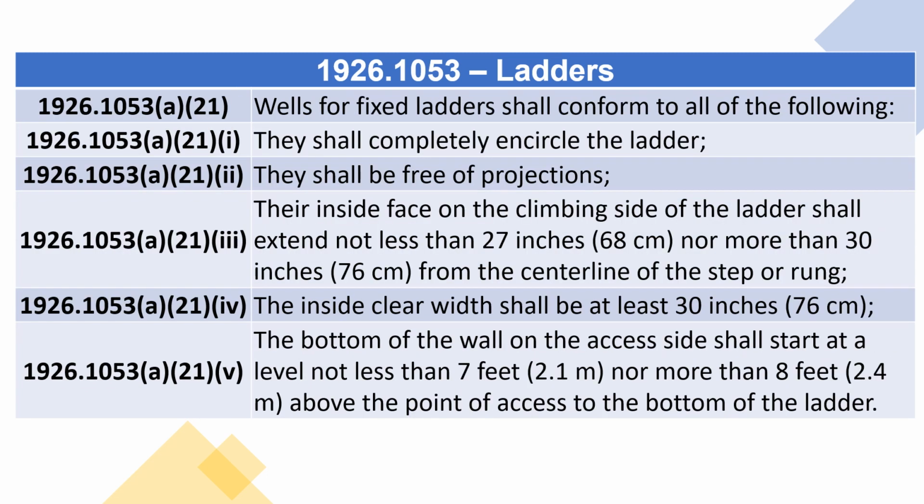1926.1053(a)(21). Wells for fixed ladders shall conform to all of the following, (a)(21)(i) through (a)(21)(v). They shall completely encircle the ladder. They shall be free of projections. Their inside face on the climbing side of the ladder shall extend not less than 27 inches (68 centimeters), nor more than 30 inches (76 centimeters), from the centerline of the step or rung. The inside clear width shall be at least 30 inches (76 centimeters). The bottom of the wall on the access side shall start at a level not less than 7 feet (2.1 meters), nor more than 8 feet (2.4 meters), above the point of access to the bottom of the ladder.